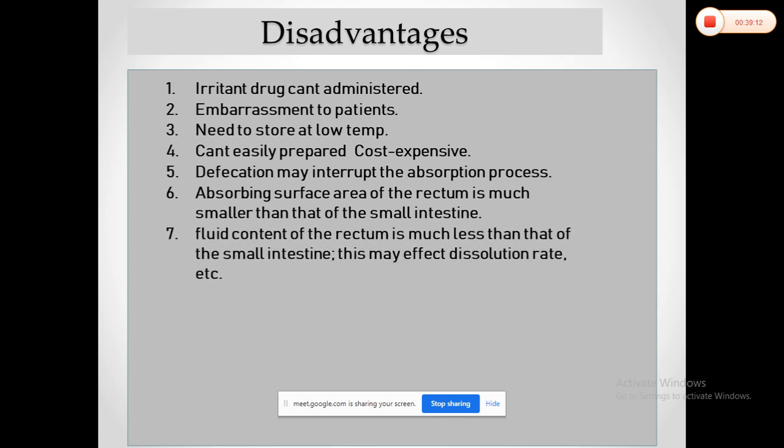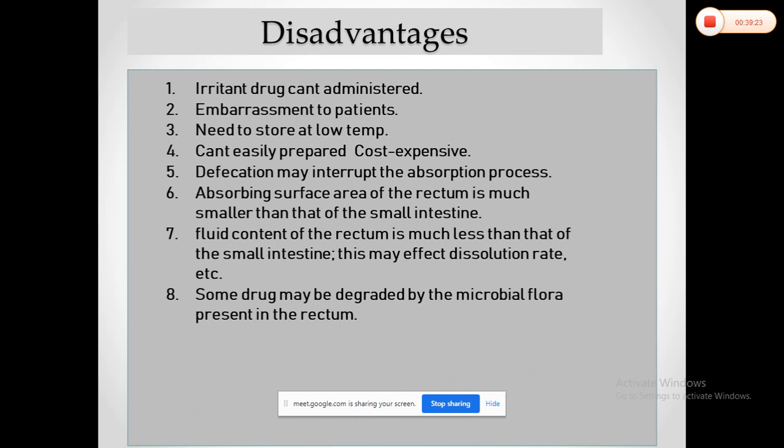Then the fluid content of the rectum is much less than that of the small intestine, so obviously this may affect your dissolution rate, as I discussed. Some drugs may be degraded by the microbial flora present in the rectum. As I already discussed, there are some chemical barriers, like dietary fibers such as pectin or chitosans.